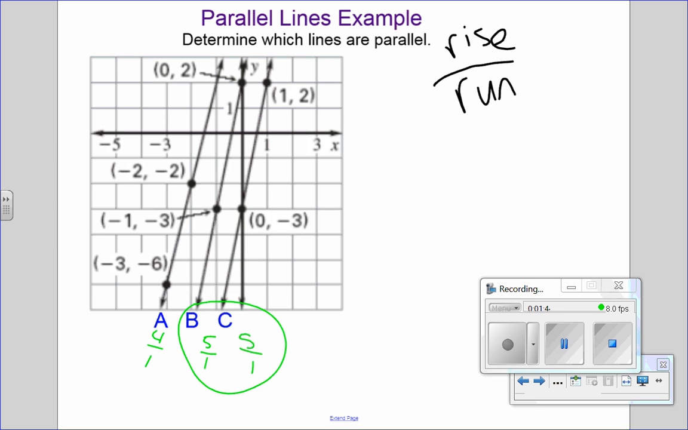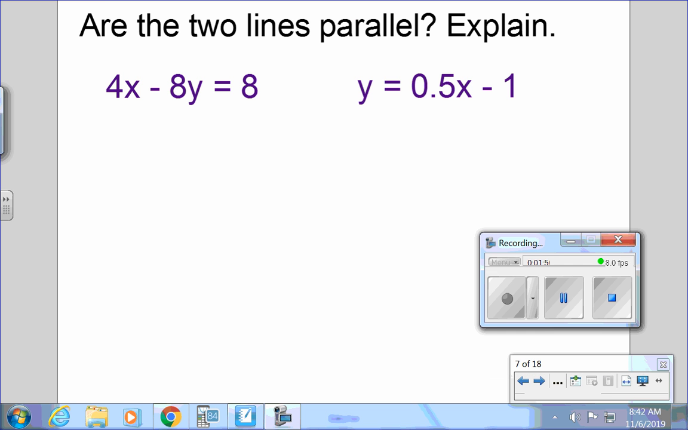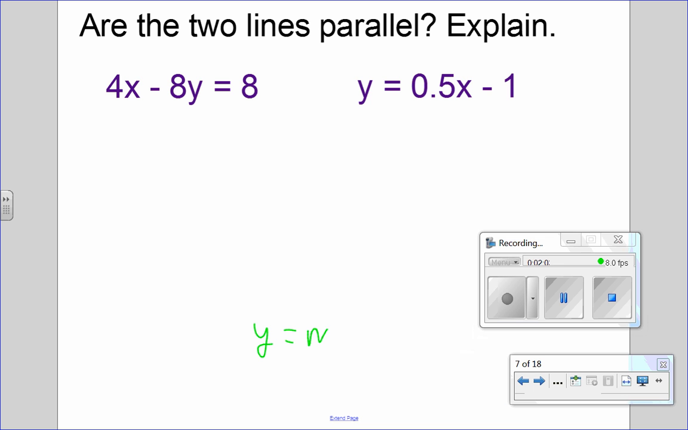So, okay, how do we count slope? Rise over run. Now, they're giving us two formulas. We don't have to make a graph to figure out if they're parallel. We just have to find the slope. Now, are either of these already in slope-intercept form? Slope-intercept form is y equals mx plus b. Are any of them already solved for y? Which one? Point to it. Very good. So what is the slope of this line that you're all pointing to? So it's a 0.5 slope.